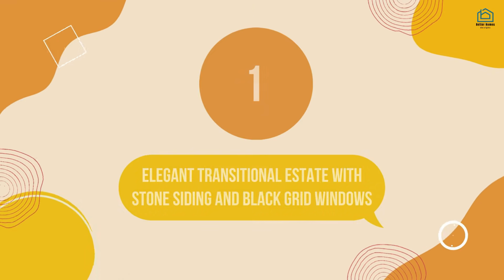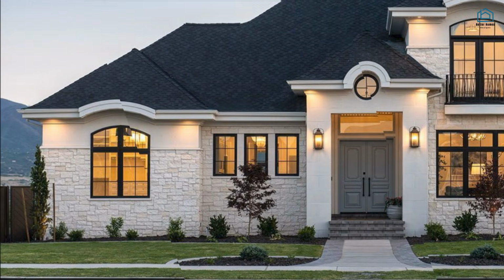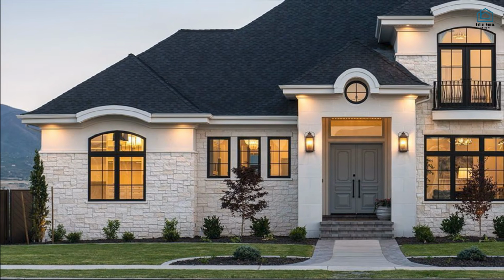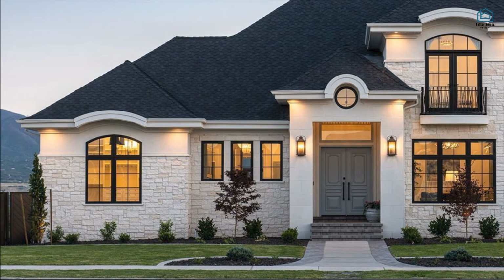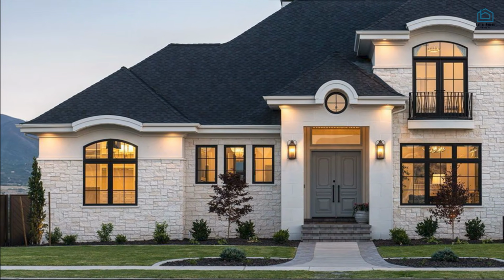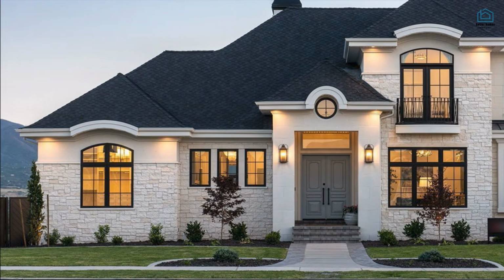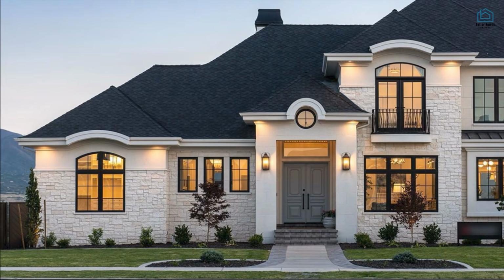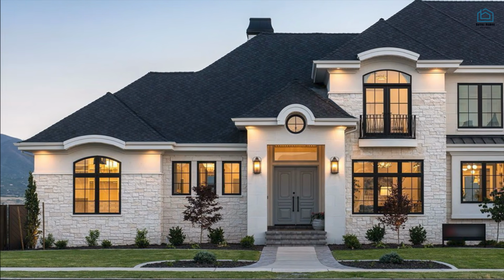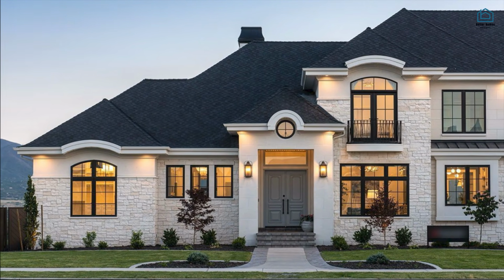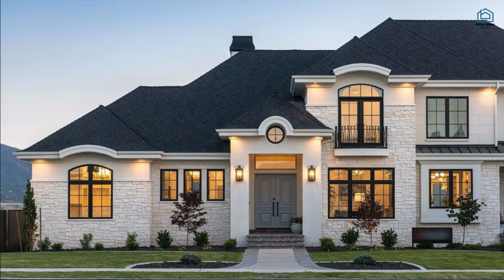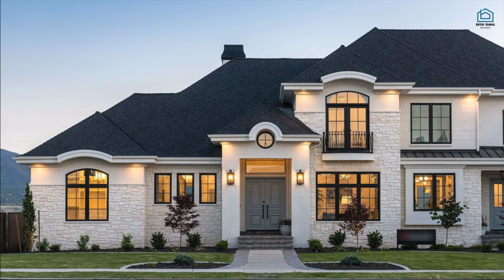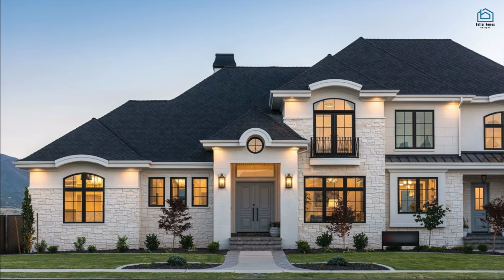One, elegant transitional estate with stone siding and black grid windows. This grand two-story modern American estate features a striking blend of off-white dry stack stone masonry, crisp white trim, and a high-pitched dark shingle roof. The front elevation showcases soft arched window casings, French doors opening to an upper balcony, and a covered portico entry anchored by symmetrical lantern sconces and low-profile landscaping.